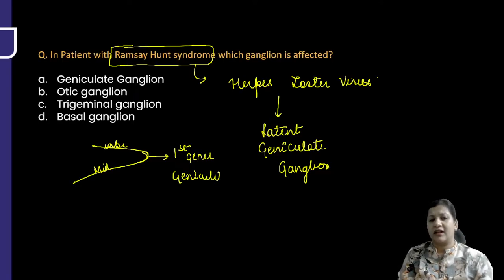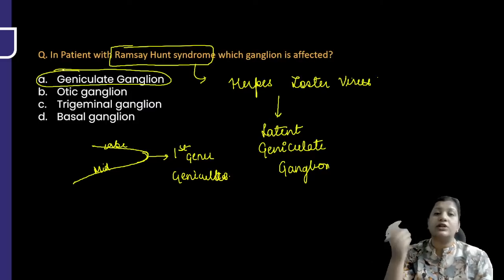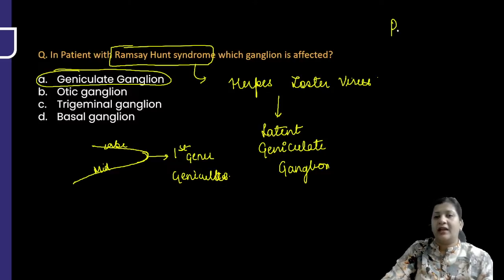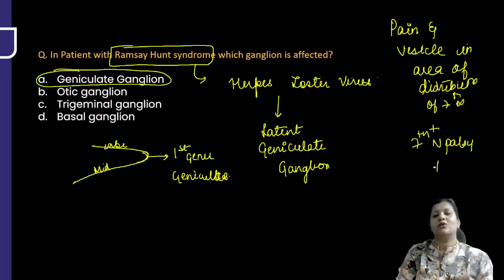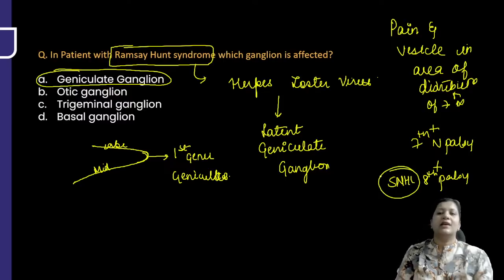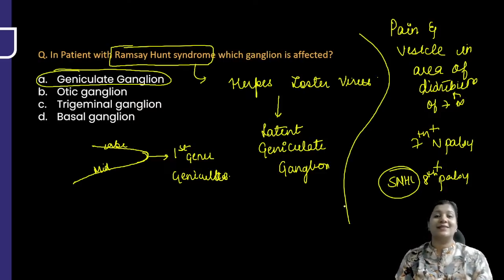Initially, in childhood, when there is some herpes zoster infection, the virus remains latent in this geniculate ganglion. Reactivation of this virus results in pain and vesicles in the area of distribution of the facial nerve, along with facial nerve palsy. There can also be eighth nerve involvement, eighth nerve palsy, resulting in sensorineural hearing loss. So this is what you see in herpes zoster oticus, Ramsay-Hunt syndrome, also called Justine-Bieber syndrome.